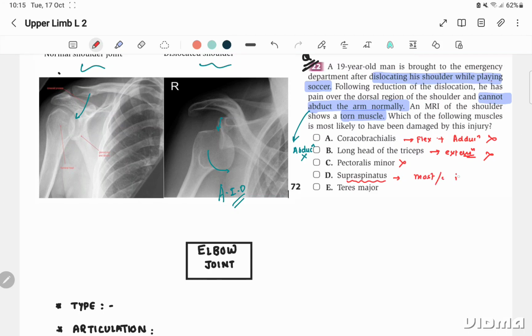Supraspinatus is most commonly injured. It is the most common injury in shoulder dislocation. Why is it most commonly injured? Because it has an avascular tendon.